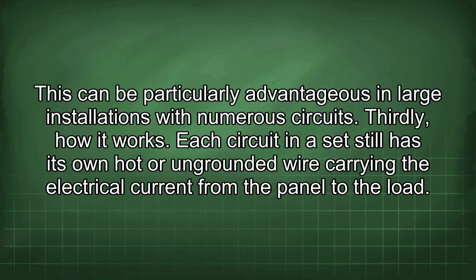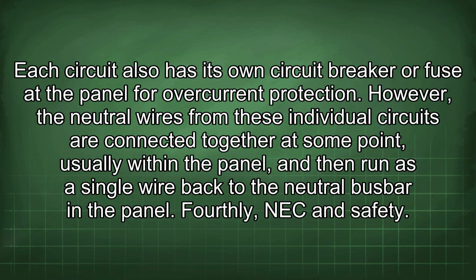Thirdly, how it works. Each circuit in a set still has its own hot or ungrounded wire carrying the electrical current from the panel to the load. Each circuit also has its own circuit breaker or fuse at the panel for overcurrent protection. However, the neutral wires from these individual circuits are connected together at some point, usually within the panel, and then run as a single wire back to the neutral busbar in the panel.